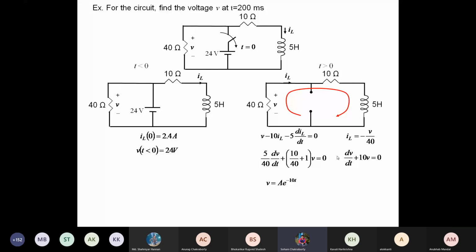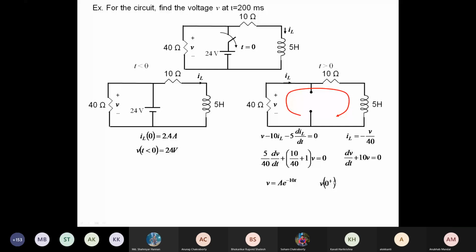At V at 0 plus. At 0, it was 24 volts up to this for t less than 0. So exactly at 0 plus, what is the voltage? What has happened is that at t equal to 0, suddenly there is a reversal of current. Can anybody tell what is that V0 plus?